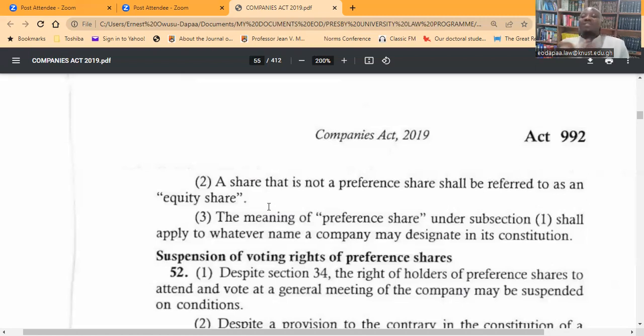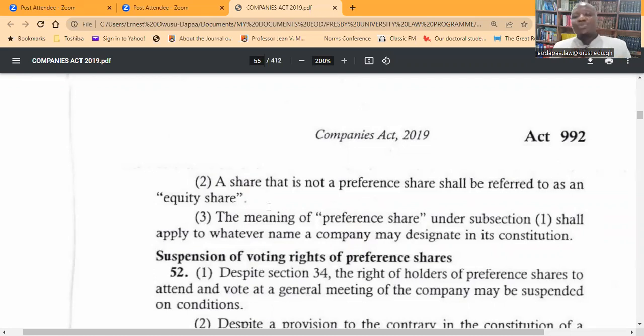So we are looking at the substance of the rights attached to a particular share. If the rights attached to a particular share actually coincide with what we have seen under section 51.1, that maybe somebody is being given a certain privilege, a certain preferred status when it comes to distribution of dividend, so that he or she will get a certain specified dividend all the time before other shareholders will get. If that is the case, it's a preference share.